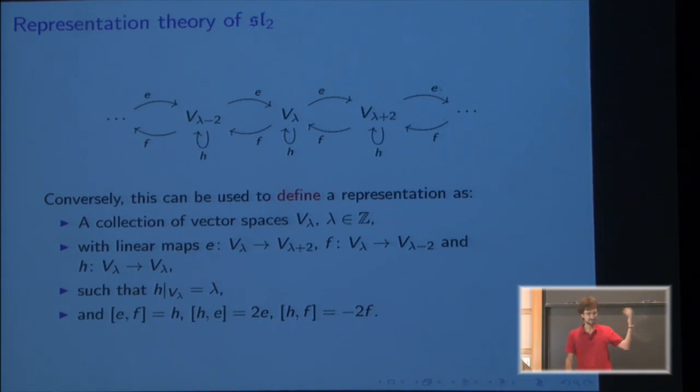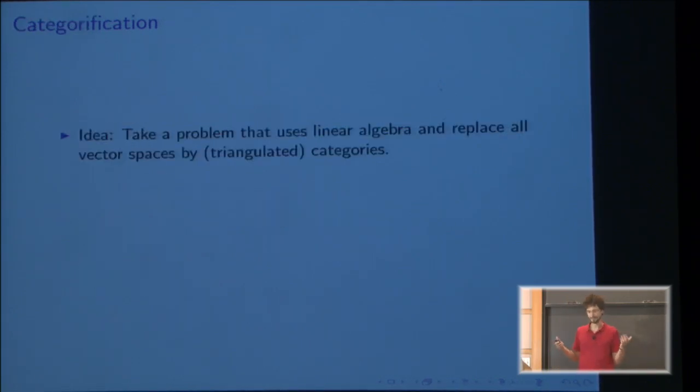All right, and so that is the picture that we're going to categorify now. Before we do that, let's take a step back and let me give you an idea of what categorification is about. The basic idea of categorification is you take some problem that involves some linear algebra, has some vector spaces and stuff. You replace all the vector spaces by categories, you replace all the linear maps by functors between those categories, and so on. And so you upgrade your problem from a problem about vector spaces to a problem about categories.